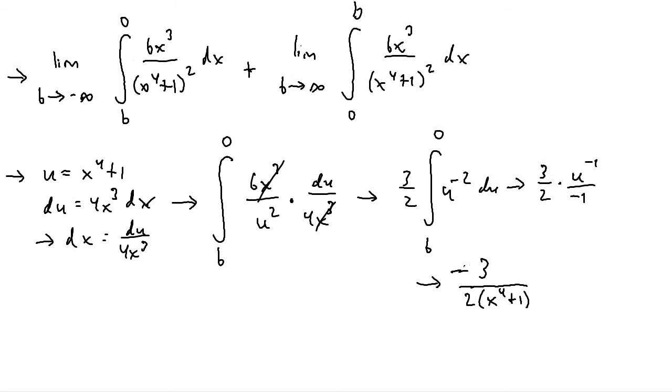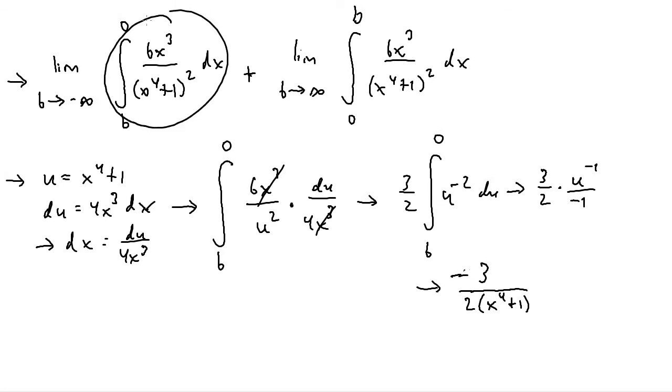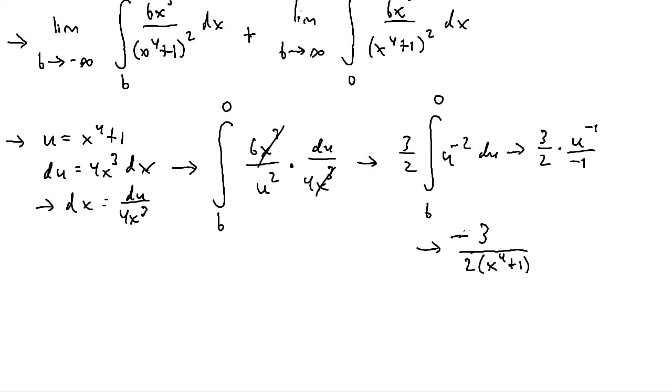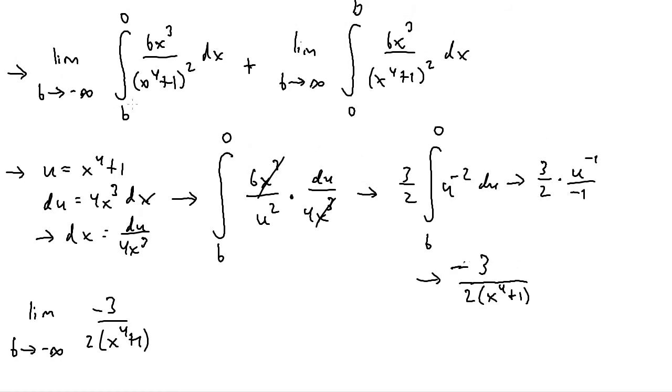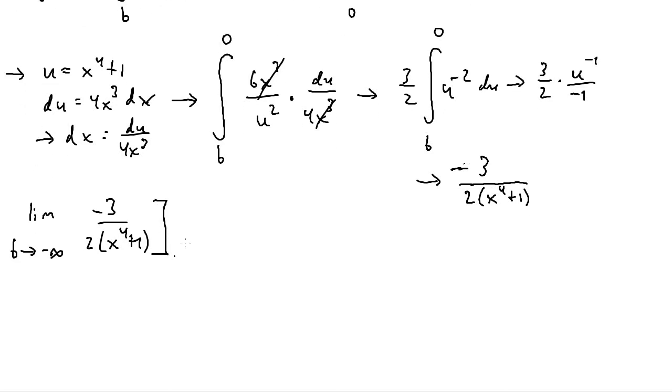So now that we have found the answer to the integral of 6x cubed over (x to the 4 plus 1) squared, we can rewrite our limit notation. So we have the limit as b approaches negative infinity of negative 3 over 2 times (x to the 4th plus 1). And remember, the integral was from b to 0, so we have to put in our bounds because we're going from b to 0.